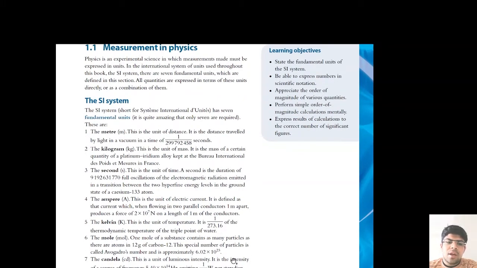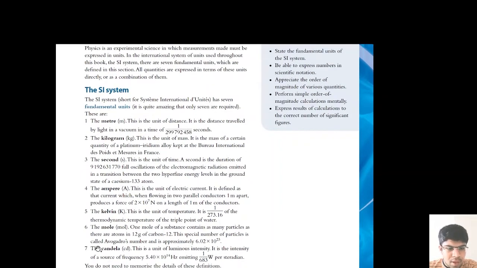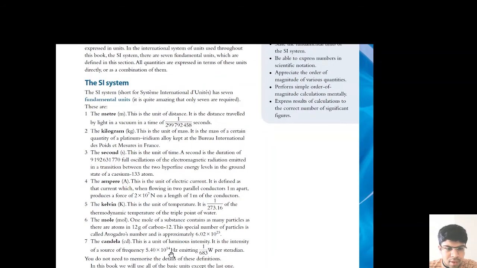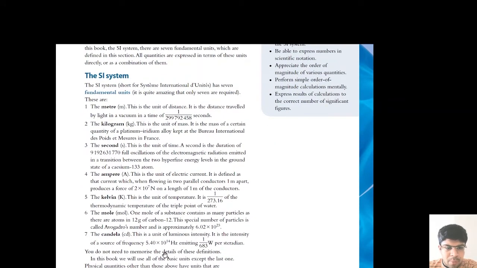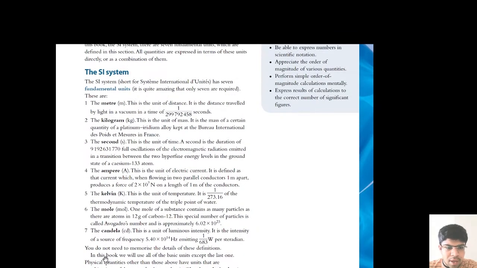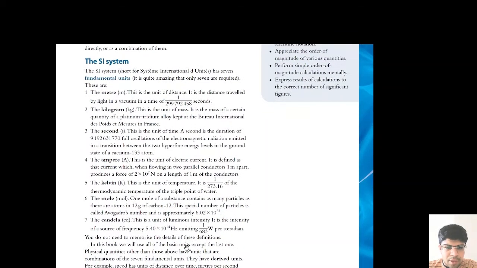And the candela, cd, is the unit of luminous intensity. It is the intensity of the source of frequency 5.40 times 10 raised to the power 14 hertz, emitting 1 over 683 watt per steradian. I think we will not use candela very often. You do not need to memorize the details of these definitions. In this book we will use all the basic units except the last one.